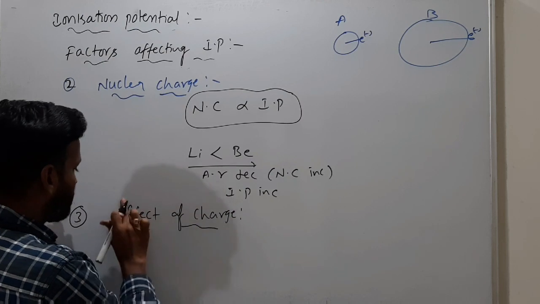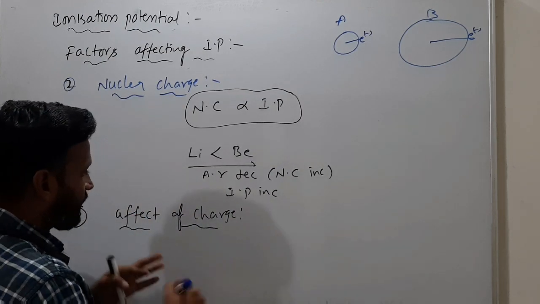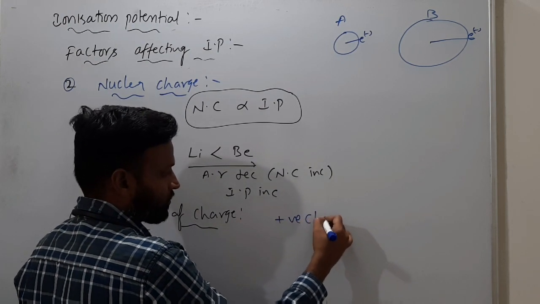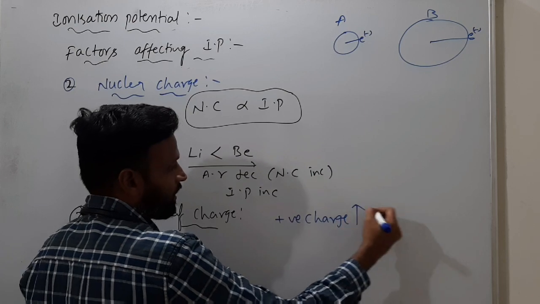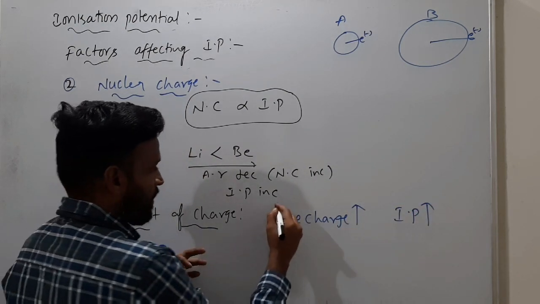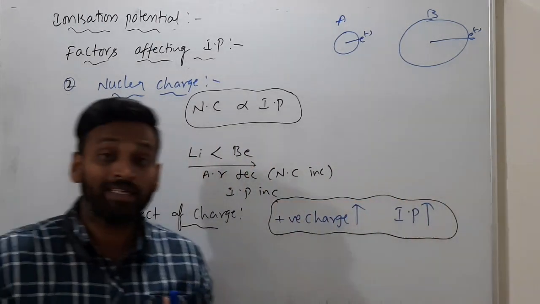Okay. So what is the effect of charge? If the positive charge increases, then the ionization potential also increases. Most important: positive charge increases, ionization potential increases.